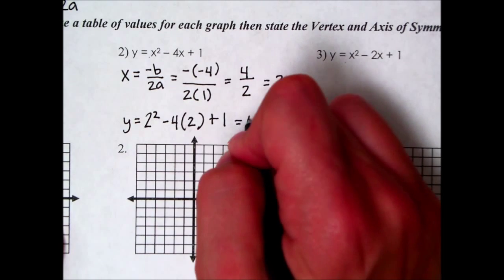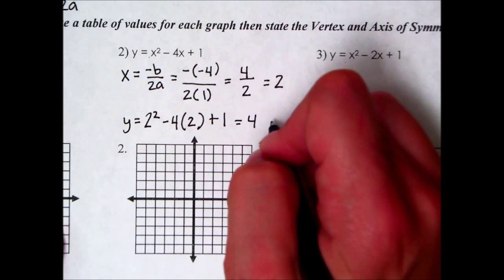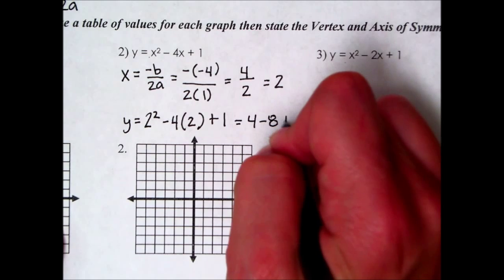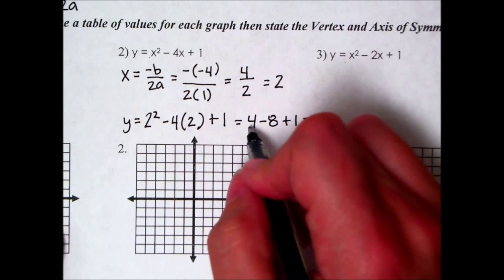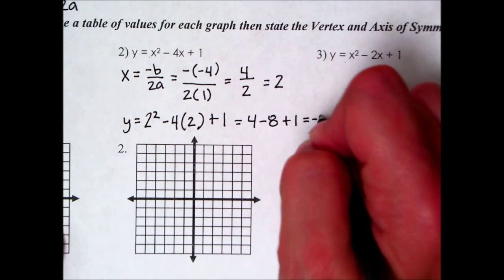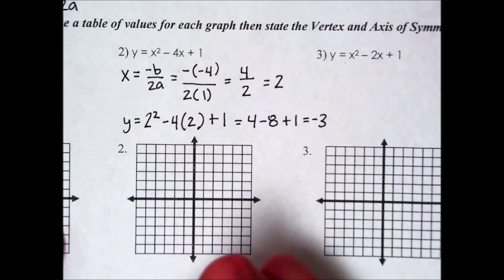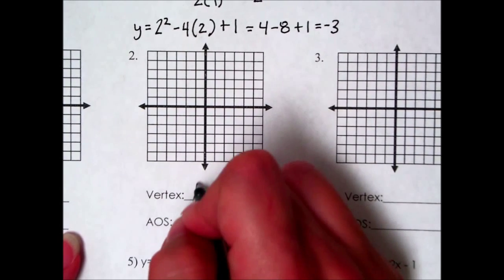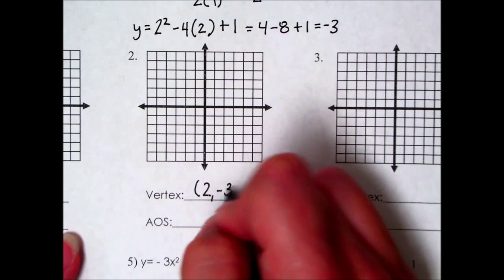So 2 times 2 is 4, and then negative 4 times 2 is negative 8, and I still have plus 1. Add all that together, 4 plus 1 minus 8 would be negative 3. So my vertex is going to be (2, negative 3).